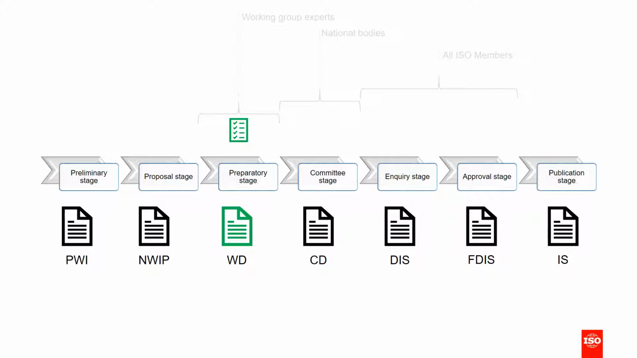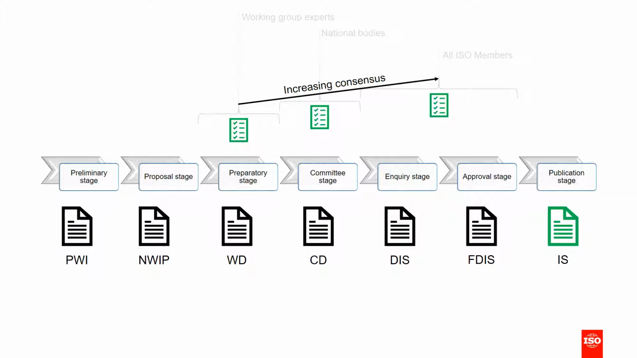If we look at the level of consensus at each stage, we see that the working group experts have found the draft to be mature enough to withstand scrutiny at the next stage. Then the national bodies pass the document at CD stage for an even higher level of consensus. The ISO members then approve the document at DIS and FDIS stages, resulting in publication as a result of a system of steadily increasing consensus.